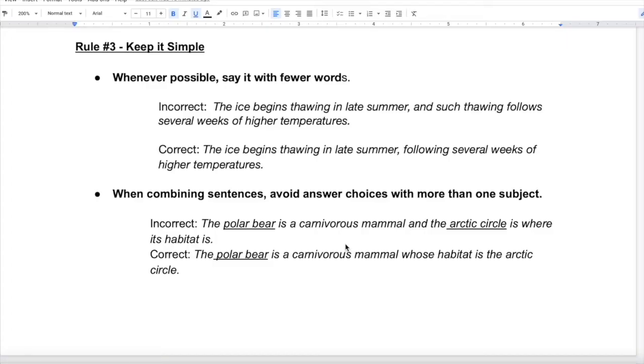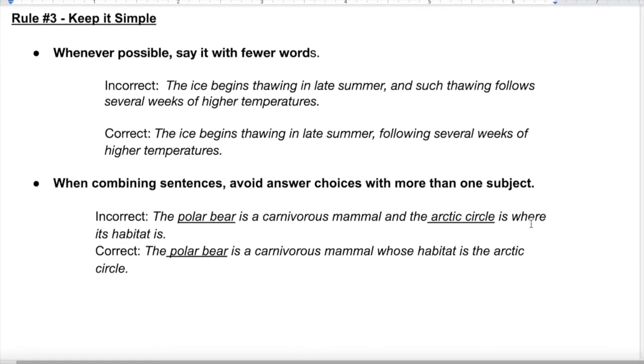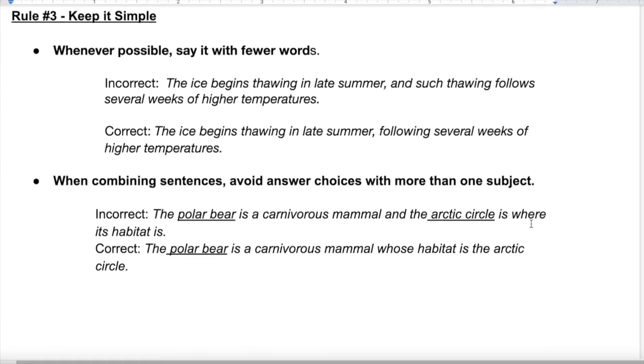When combining sentences, avoid answer choices with more than one subject. Go ahead and read that incorrect example for me, please. The polar bear is a carnivorous animal or mammal, and the Arctic Circle is where its habitat is.